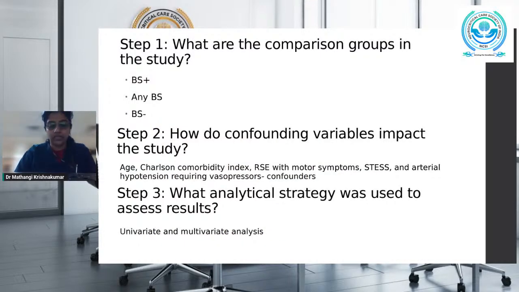If I have to put it across in this study, the comparison groups were burst suppression, any burst suppression, or no burst suppression at all. As for the confounding variables and how they impacted the study, these were the confounders which were identified and taken care of when they did the univariate and the multivariate analysis: age, Charlson's comorbidity index, refractory status epilepticus with motor symptoms, and arterial hypotension. And the third thing is, they used univariate and multivariate analysis due to small population size in the anoxic brain injury group. Of course, multivariate analysis could not be performed there. They only looked at risk factors, and a descriptive analysis which was described in the study results.